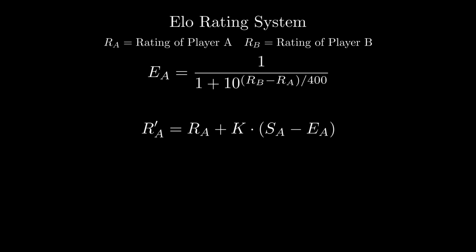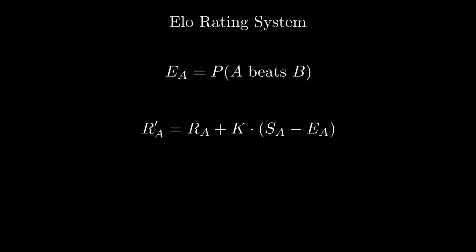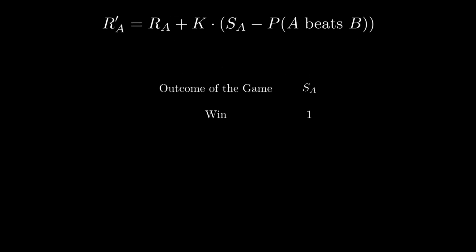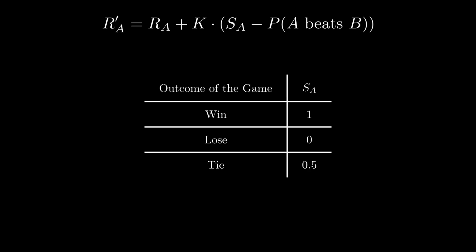These two equations might look intimidating at first, but they're actually pretty simple. Let's start with the first one. It compares the ratings of two players and gives you the probability that player A beats player B, a number between 0 and 1. Now we plug that into the second equation, which has two more pieces, S sub A and K. S sub A is the result of the game, 1 for a win, 0 for a loss, and 0.5 for a tie. K is a constant that controls how much ratings change after each game.